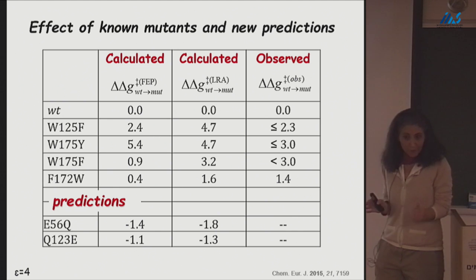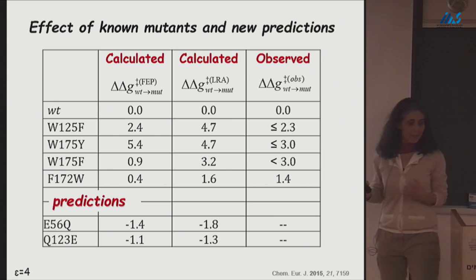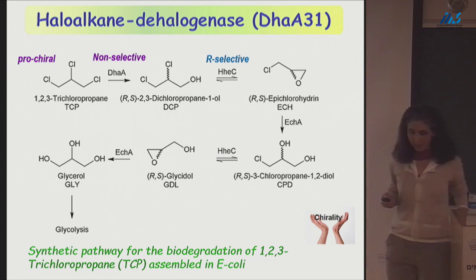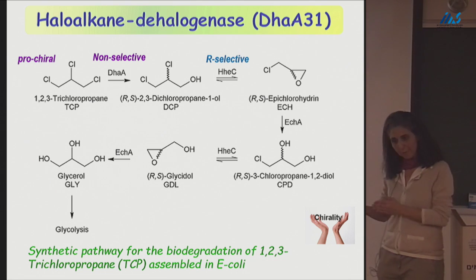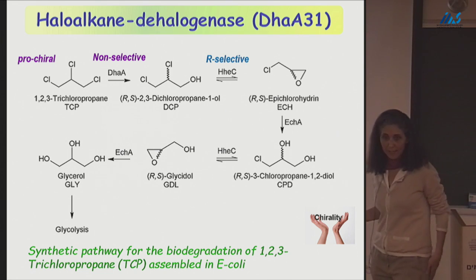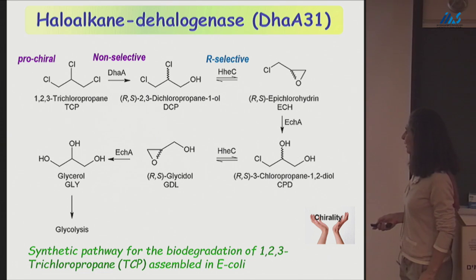What's the problem? They're not interested in this particular system. They were interested in a much larger system, and that's what brings me to the next part. That's why we moved from the first haloalkane dehalogenase to a different one, this man-made mutant. What they succeeded to do, the group of Damborsky, has succeeded to create a synthetic pathway for biodegradation of 1,2,3-trichloropropane, this TCP, which is a highly toxic molecule.